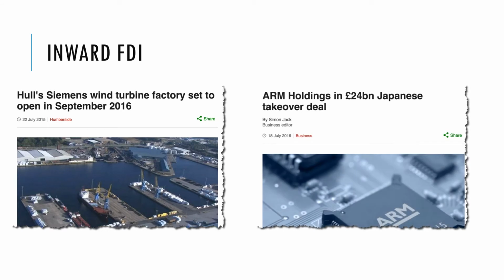Here we have a Japanese business that buys a significant stake or takes over a microchip manufacturing company in the UK. So acquiring the stake, that is inward FDI, they've acquired a stake, the foreign company acquired a stake in a UK business. What about some examples of outward FDI, outward foreign direct investment?